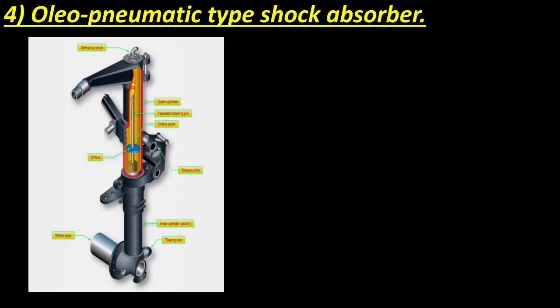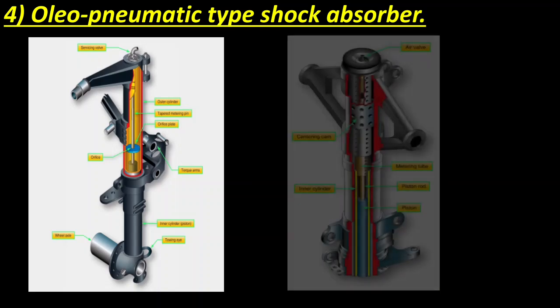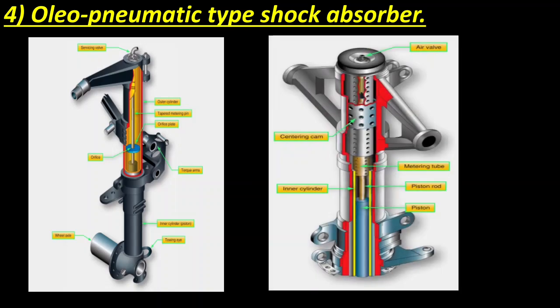On some aircraft, a metering tube is used. As you can see in this picture, you can see here a metering tube. The operating concept of the metering tube is the same as that of the shock strut with metering pin, except that the holes in the metering tube control the flow of fluid from the bottom chamber to the top chamber during compression.